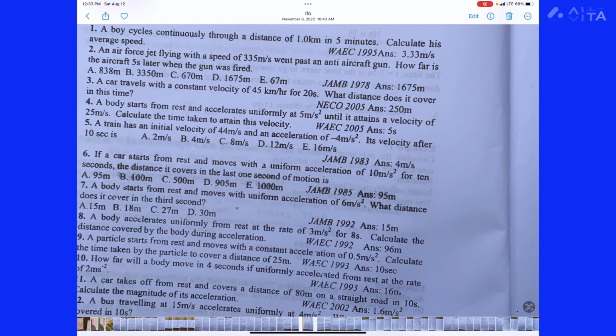Number 3 says a car travels with a constant velocity of 45 kilometers per hour for 20 seconds. What distance does it cover in this time?